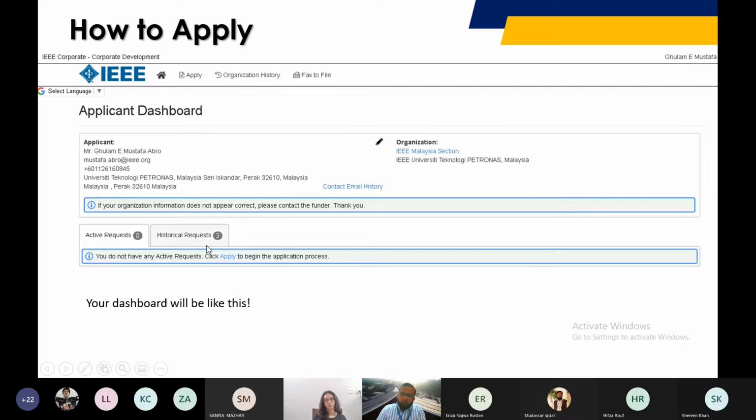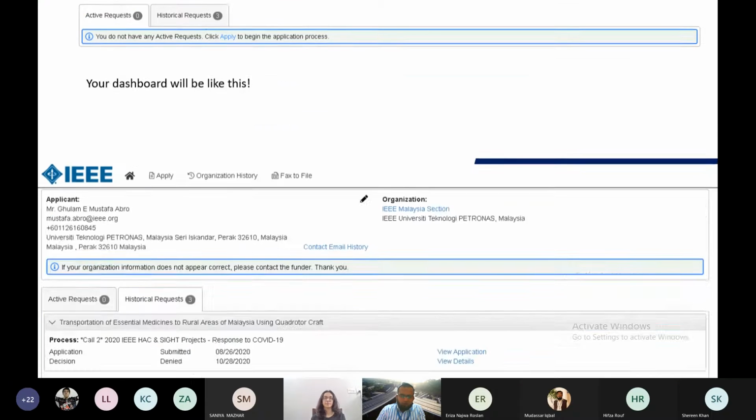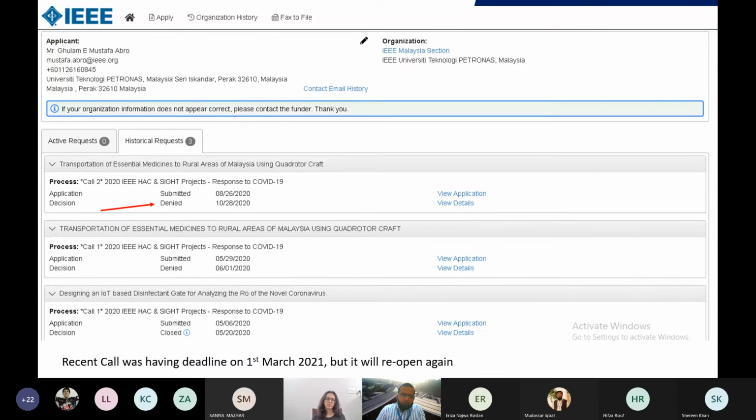So historical requests, as I mentioned, I have applied three times; two times I got the rejection, and the last time I got the success. So the portal is showing my historical requests, what type of applications I have forwarded already. Over here, you can see this one was denied, like they rejected. And the topic was transportation of essential medicines to rural areas of Malaysia using quad rotorcraft.